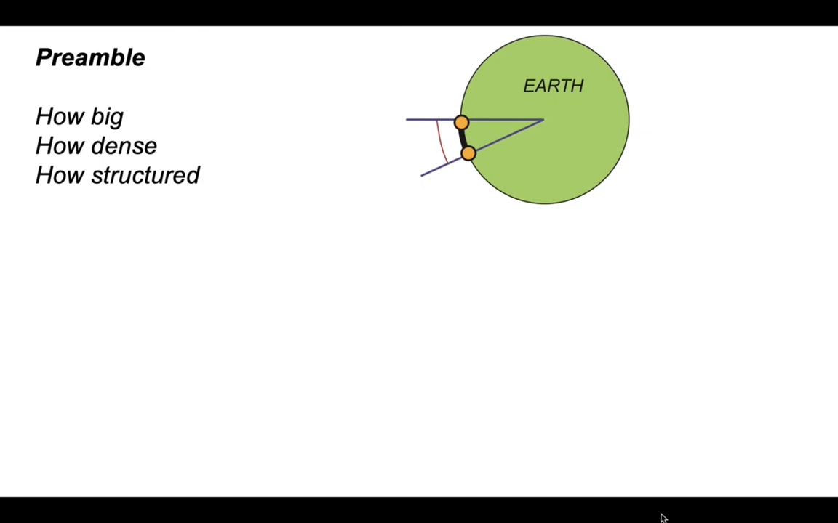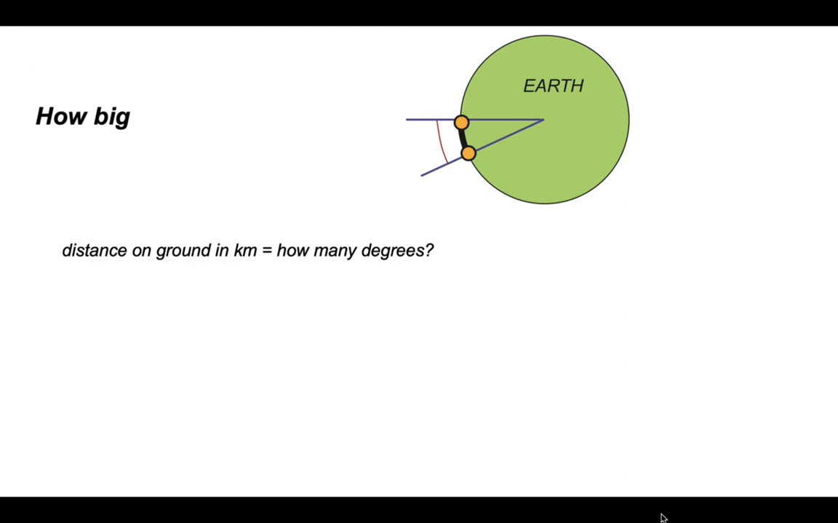So let's start off with some basic Earth science that predates the development of many seismological ideas. We want to look at how big the Earth is, how dense it is, and therefore the evidence that the Earth has a layered structure. So let's start off with how big.